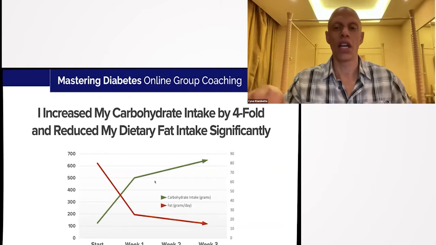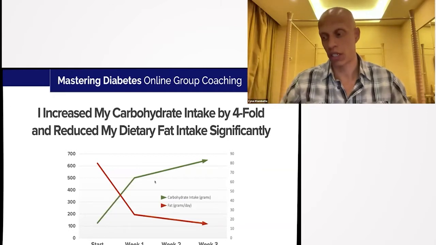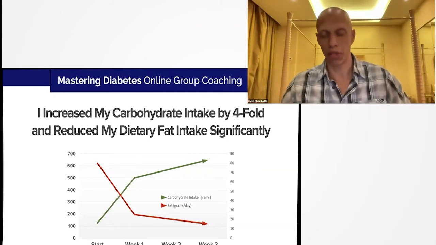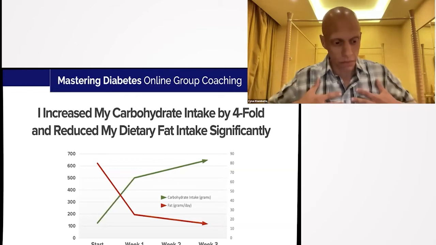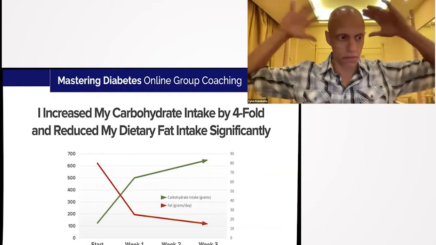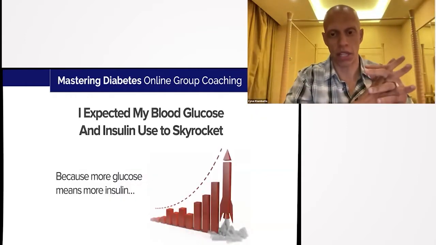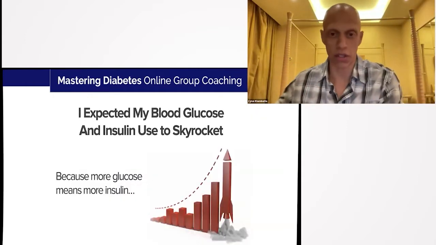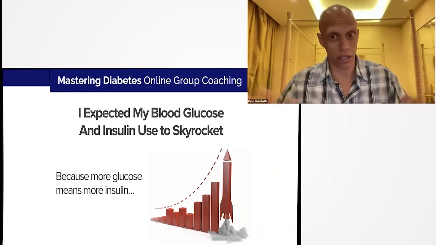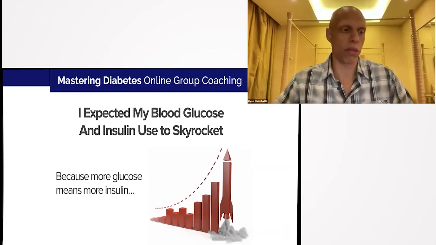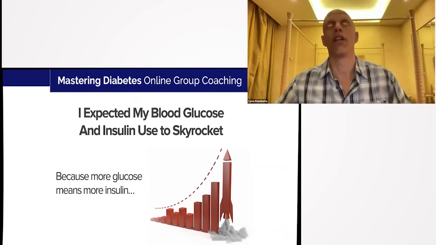So here I effectively switched fuels, and I became more reliant on carbohydrate energy and less reliant on fat energy. And the question was, what did this do to my blood glucose values? And what did this do to my insulin use? Now, I'm a scientist. The medical world had taught me that every time you eat carbohydrate-rich foods, your insulin use will go up, your blood glucose will go up. That's what they had drilled into my head. And I said, okay, I believe you. Let's see if this works.